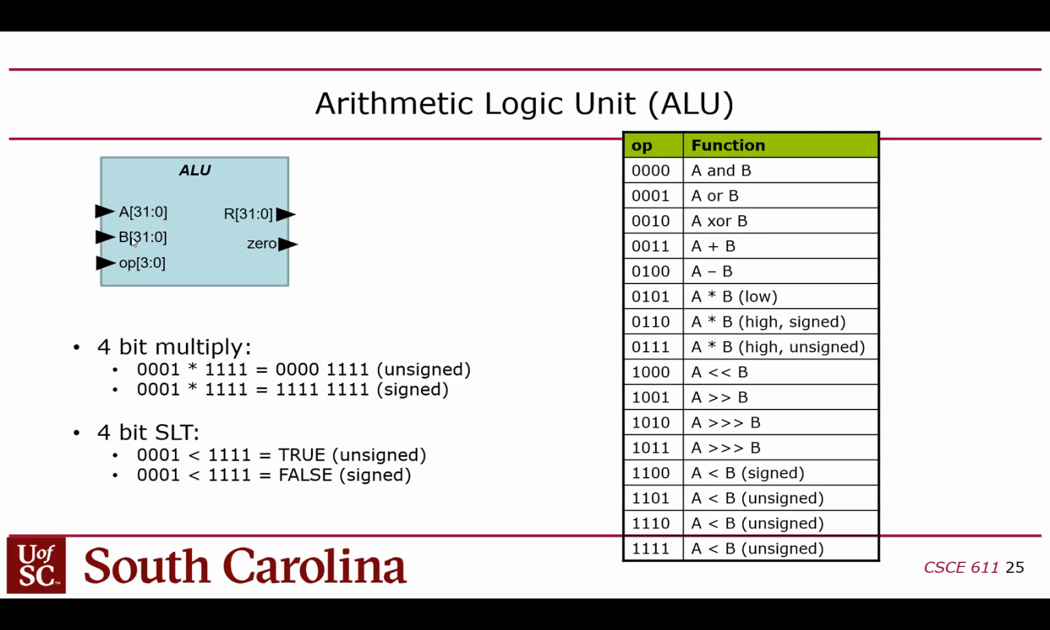And then the opcode is going to be driven by the control unit, which I mentioned earlier is that big if-then-else statement that sets the control signals. So the op is a control signal that's going to be driven by the control unit. And then R is the result. What's that going to go to?